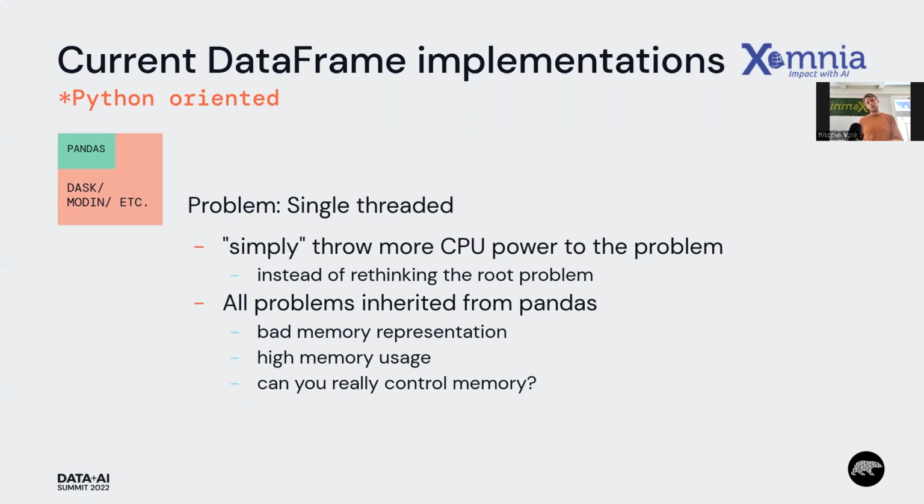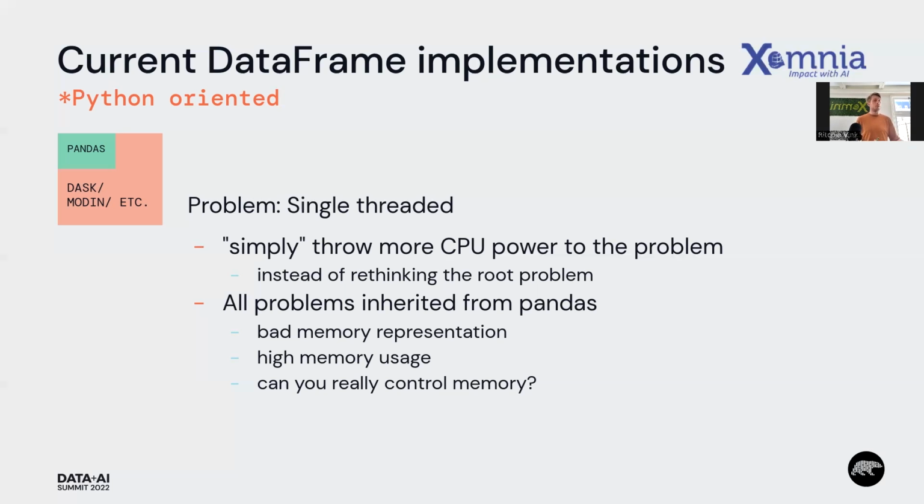Well, problems try to solve that by parallelizing pandas, but then you still simply, I say simply, throw more CPU power at the problem. It's not really simple. I don't think it's simple to build a parallelized pandas, so don't get me wrong. I just think that we can gain much more by rethinking the root problem. And if we simply parallelize pandas, we inherit all the problems.